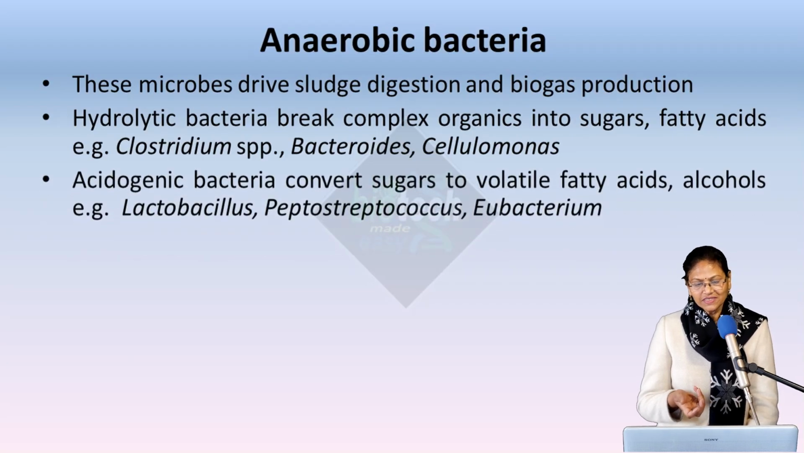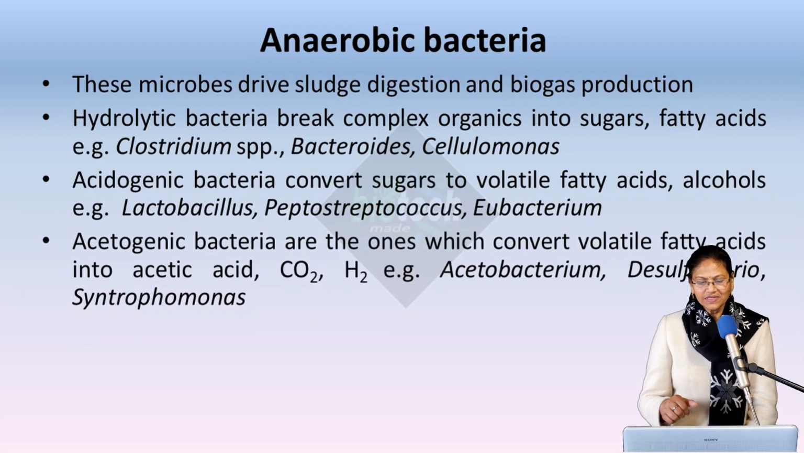And acidogenic bacteria are also there, which are again anaerobic in nature, and they convert the sugars to volatile fatty acids or alcohols, and these are Lactobacillus, Peptostreptococcus, and Eubacterium. Besides these two, acetogenic bacteria are also there, which convert the volatile fatty acids into acetic acid, and along with that carbon dioxide and water. The examples are Acetobacterium, Desulfovibrio, and Syntrophomonas.